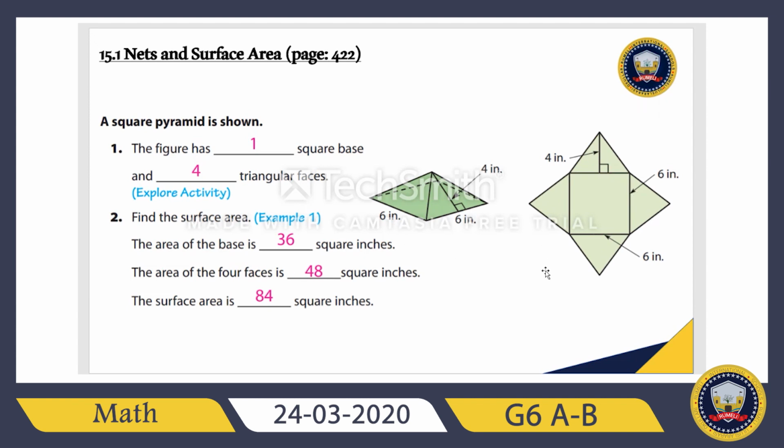Now, what is the whole area? It is the area of the base plus 4 of these. So it is 36 plus 48, which is 84. Now, this area is 84, so the surface area of my square pyramid is 84 square inches.